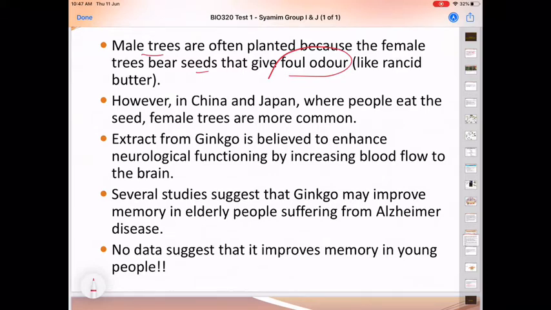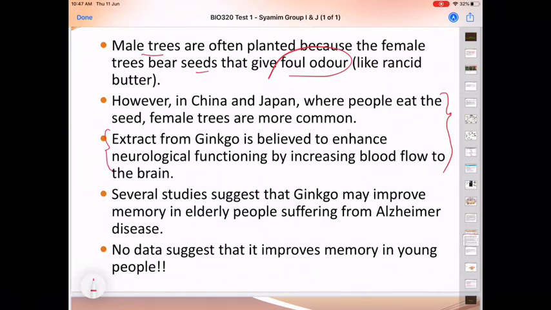Contoh macam Malaysia, Malaysia ada juga pokok-pokok yang bukan native from Malaysia tapi kita tanam, dia ada usage dia. Ada selling point dia kat situ. Kenapa kita perlukan? So bergantung macam itu maksud yang dia nak terang kat sini. Okay, so extract from ginkgo is believed to enhance neurological functioning by increasing blood flow to the brain. So this is the benefit of the ginkgo.